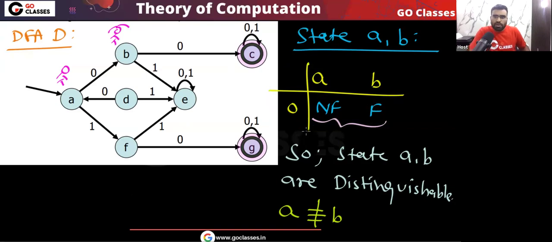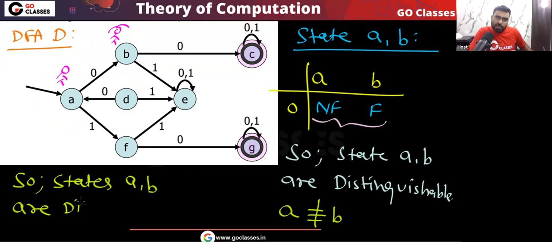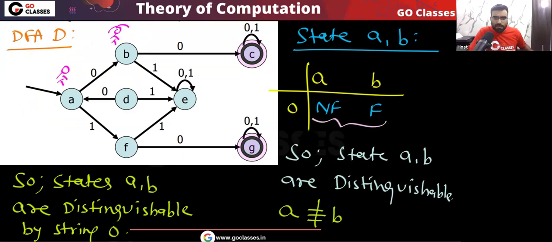Yes or no? So here you can notice that these two states A comma B are distinguishable by 0. Okay, so I can say state A comma B are distinguishable by string 0. There can be more strings, don't worry. Okay, at least one string is enough. So you can see these states are distinguishable by string 0. Okay, very simple point.